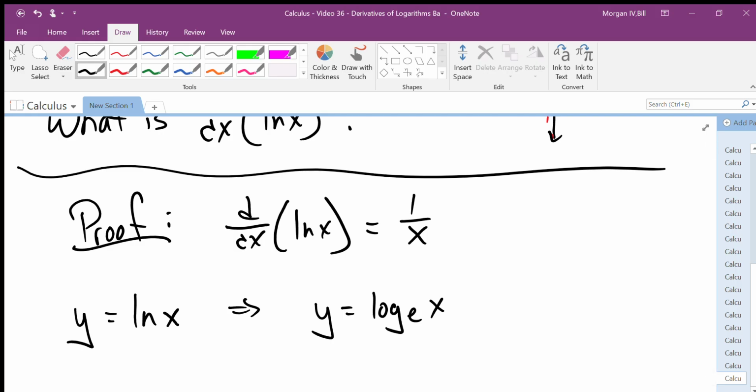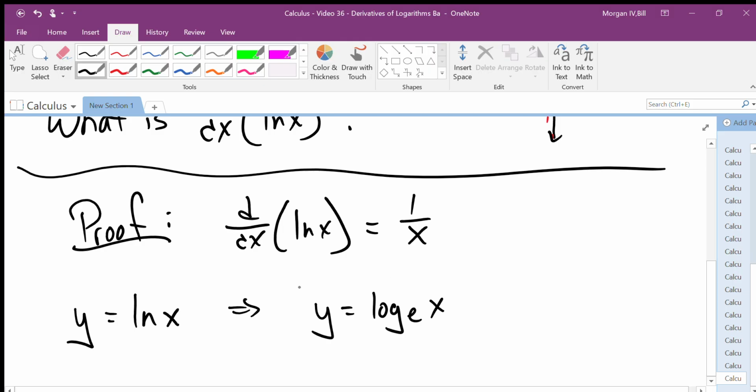Now what I want to do is, instead of taking the derivative of this form, I want to first turn it into exponential form. You might be asking, why are we turning it into exponential form? Well, the answer is we know how to take the derivatives of exponents. That's the video we just did previously. And so if we can turn it from logarithmic to exponential, take the derivative in exponential form, and then turn it back, we can find the derivative of the logarithm.